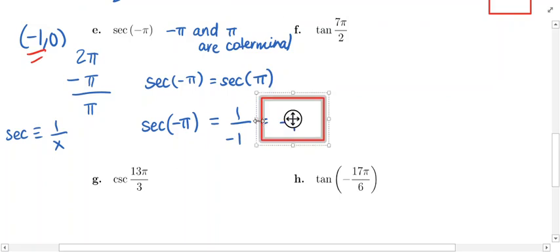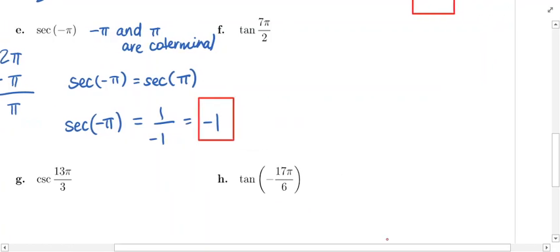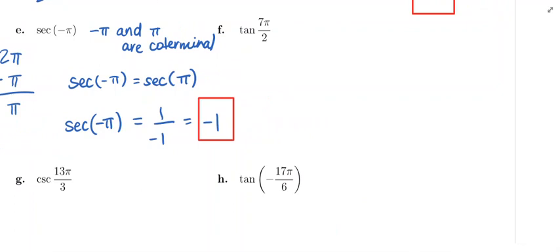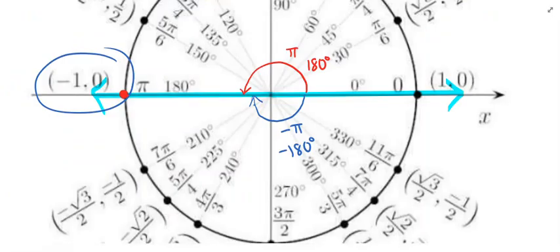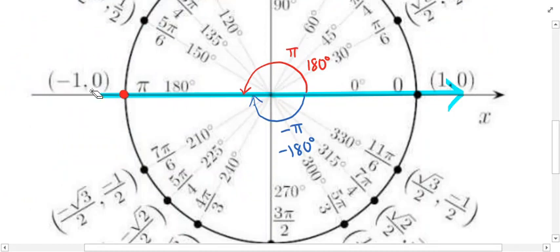All right, let's move on to part F. Part F, we are computing the tangent of 7 pi over 2. We have to locate the angle. We are back to dealing with a positive angle, so the rotation will be counterclockwise. Here's our unit circle. We need to figure out where 7 pi over 2 lives.